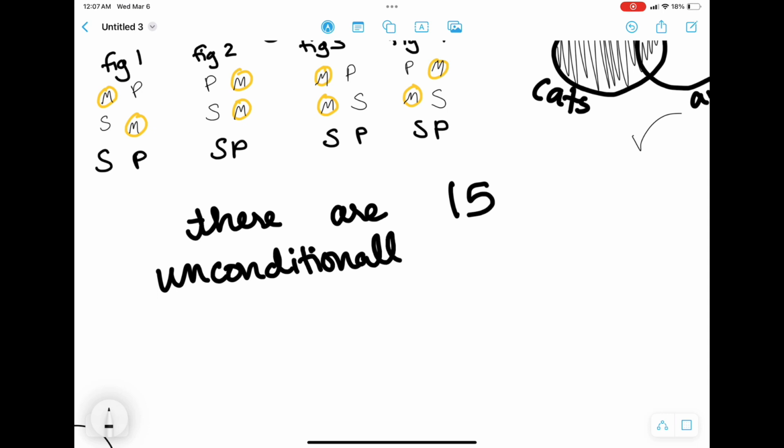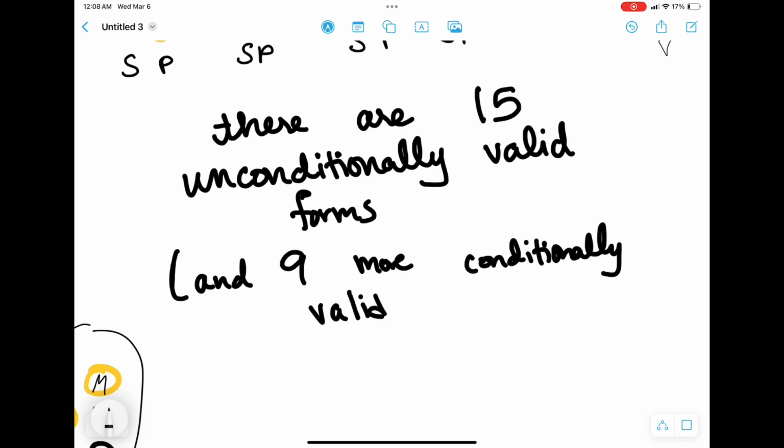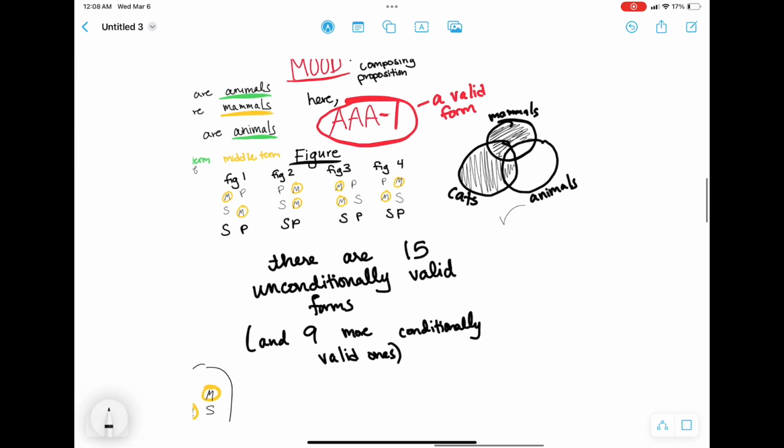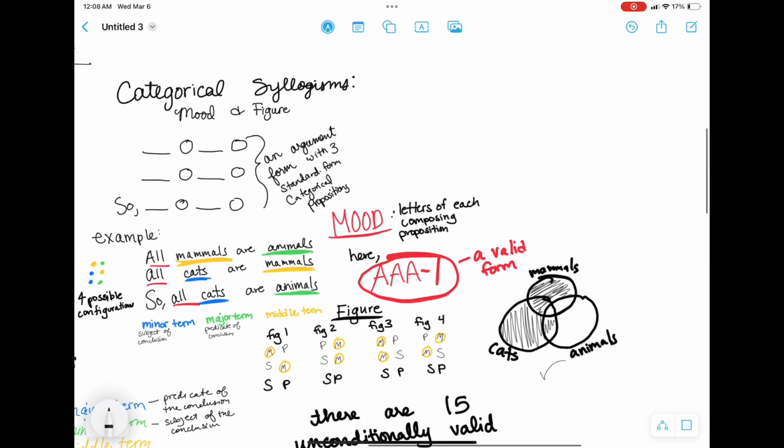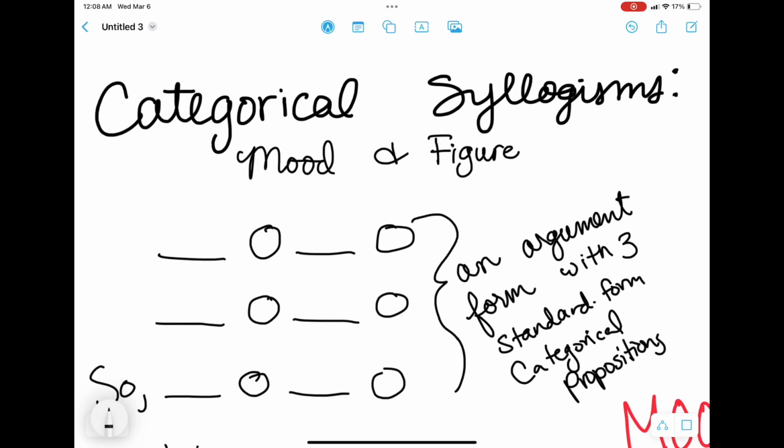There are actually 16 unconditionally valid syllogistic forms. And what I mean by unconditionally valid is that they're valid without an existential presupposition. So from the Boolean standpoint, they are valid. And there are 9 more that are valid if we take an Aristotelian standpoint and assume the existence of certain terms. So by analyzing the mood and figure of any given categorical syllogism, we can figure out if it's valid.